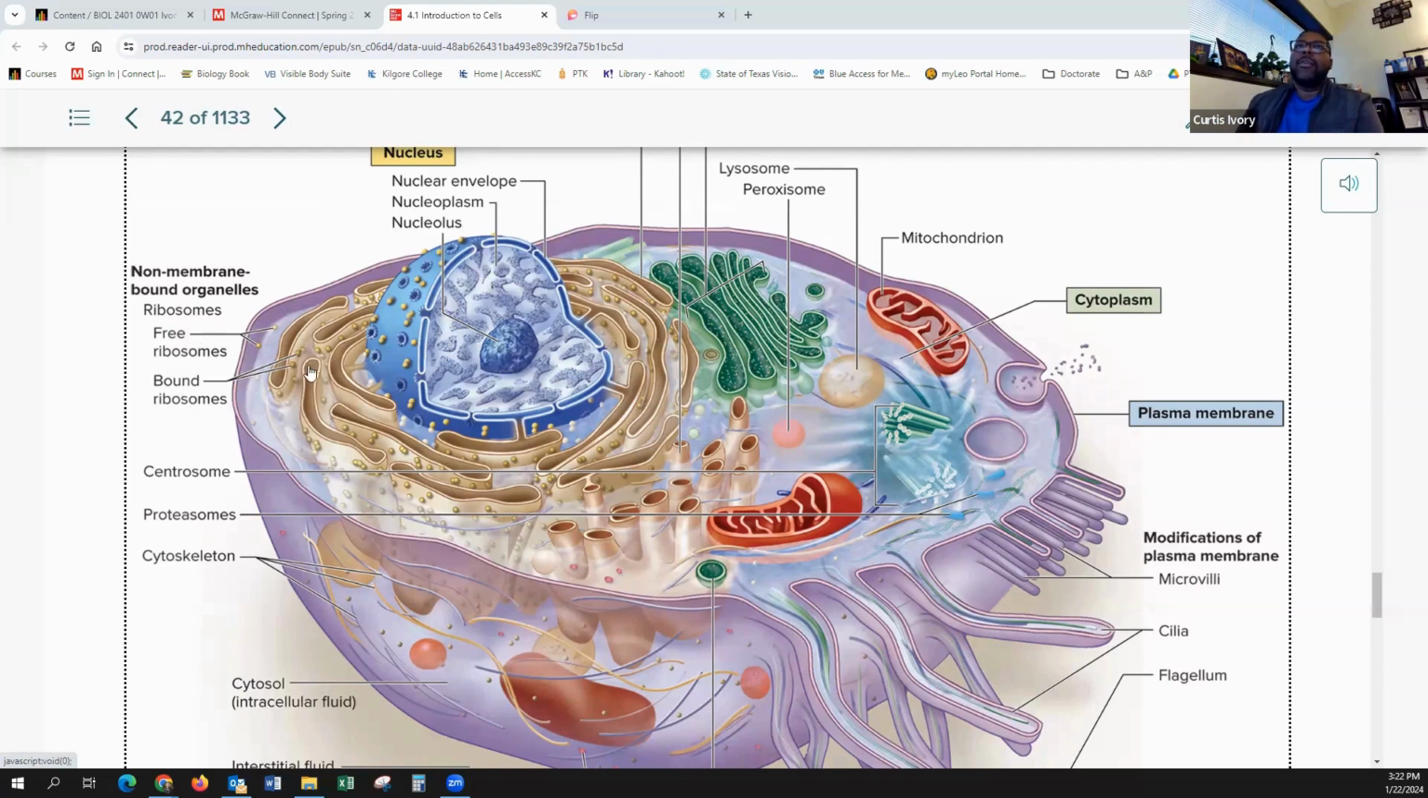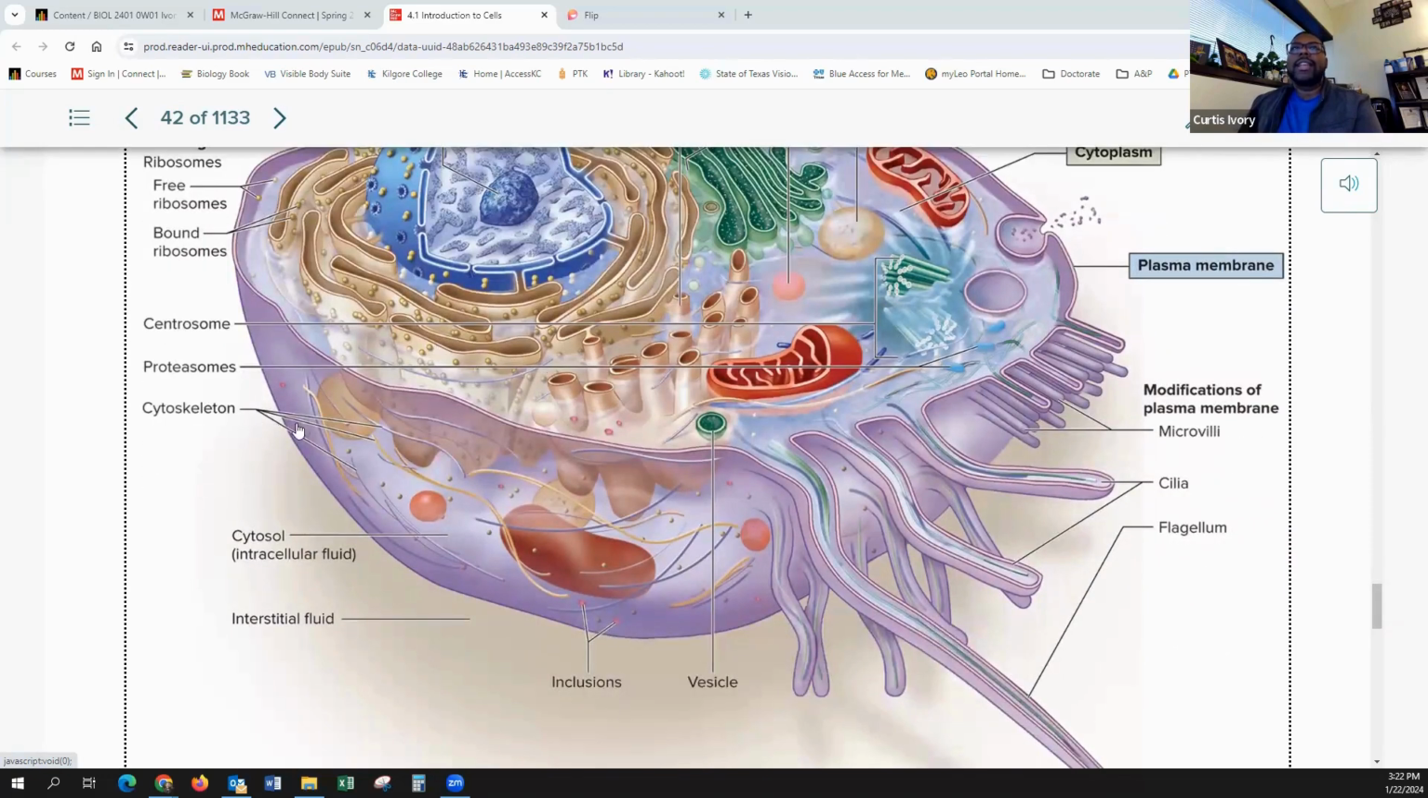So you have bound ribosomes, which you're usually going to find attached. That's what bound means. It's attached to the rough ER. And then you have some free ribosomes, which are just floating in the cytosol. So either they can be attached or they can be just floating.